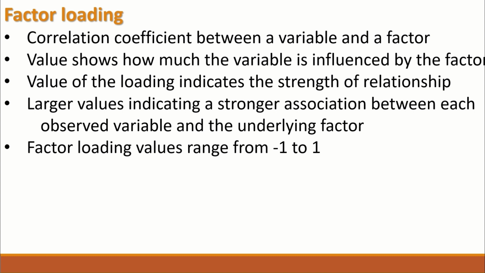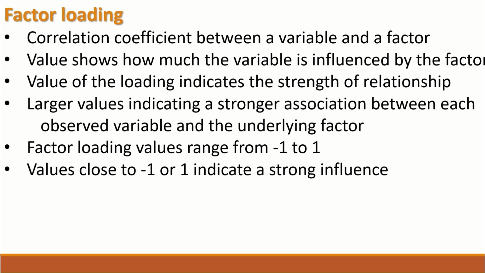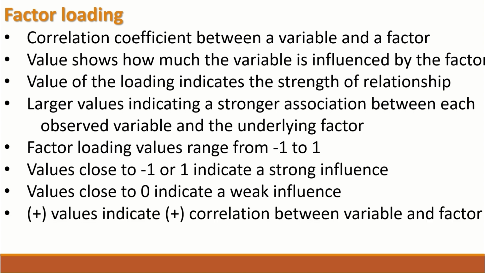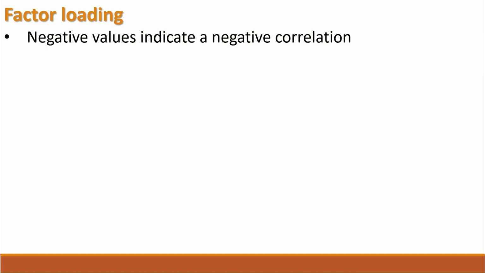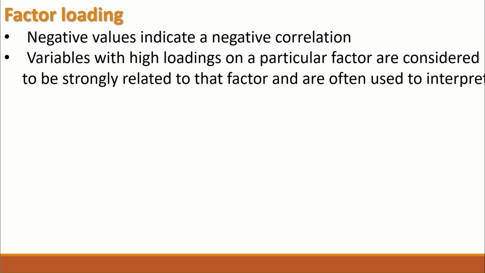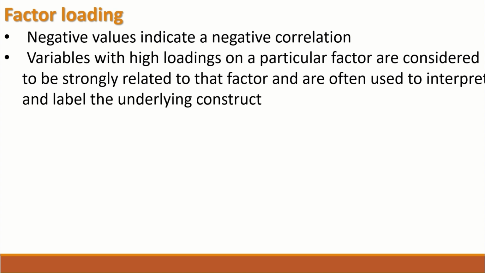So factor loading values range from -1 to 1. Values close to -1 or 1 indicate a strong correlation. Values close to 0 indicate a weak influence. Positive values indicate a positive correlation between the variable and a factor. Negative values indicate a negative correlation. So variables with a high loading on a particular factor are considered to be strongly related to that factor and are often used to interpret and label the underlying construct.